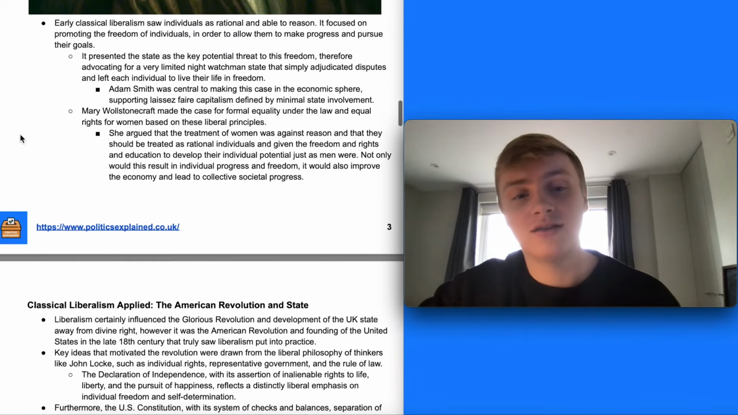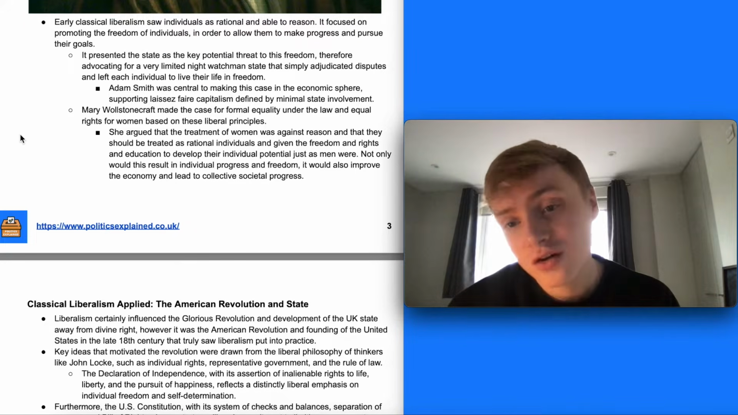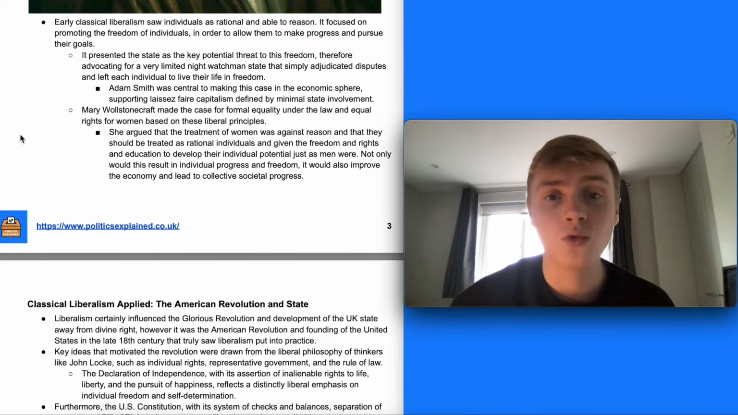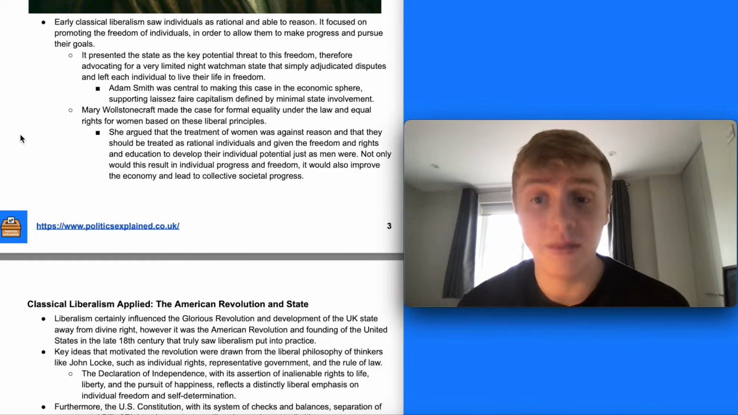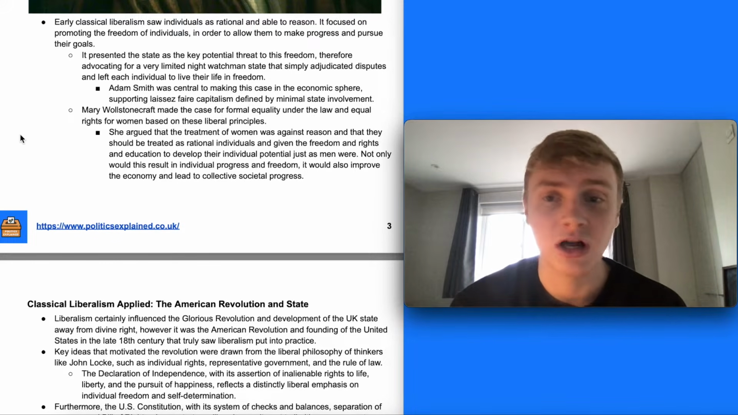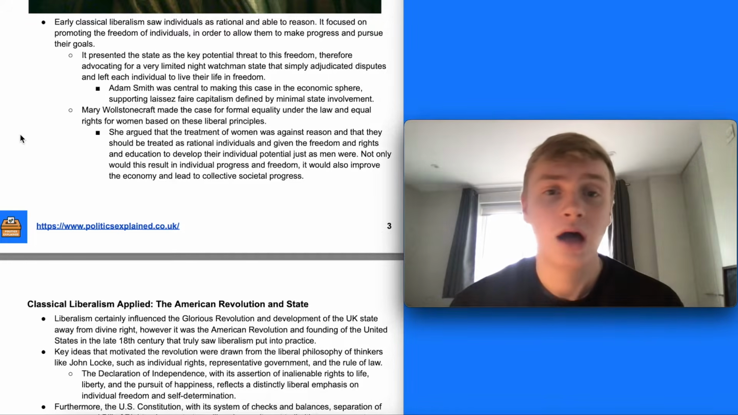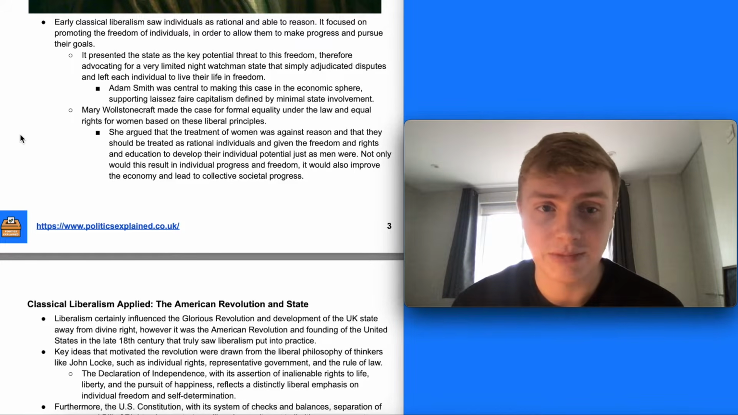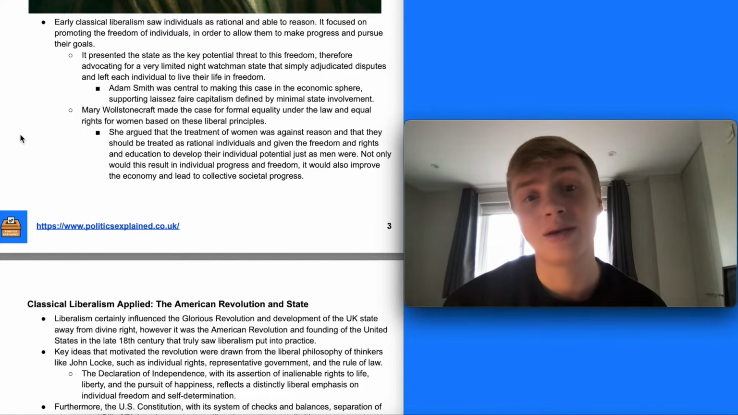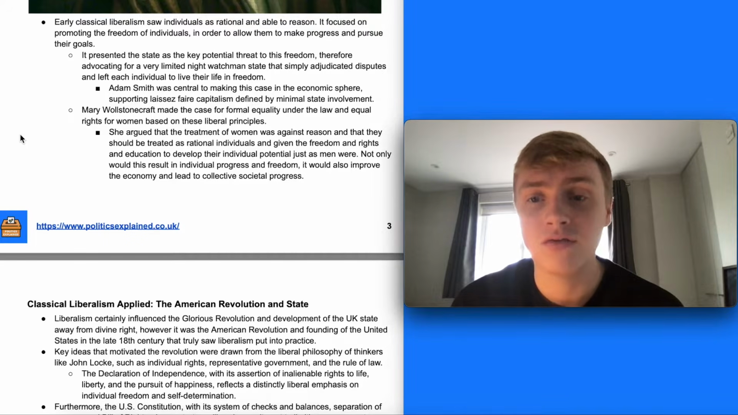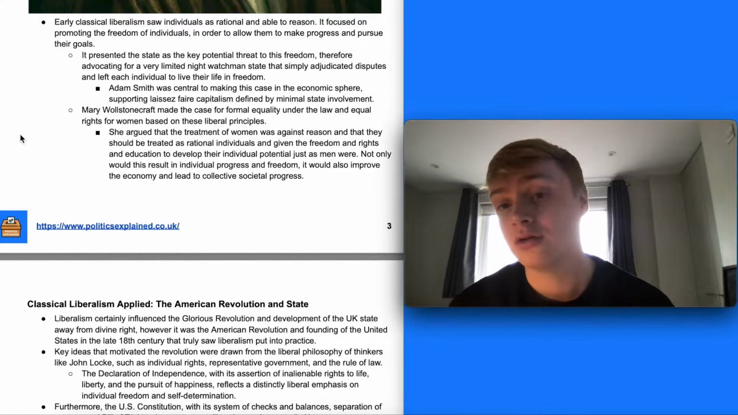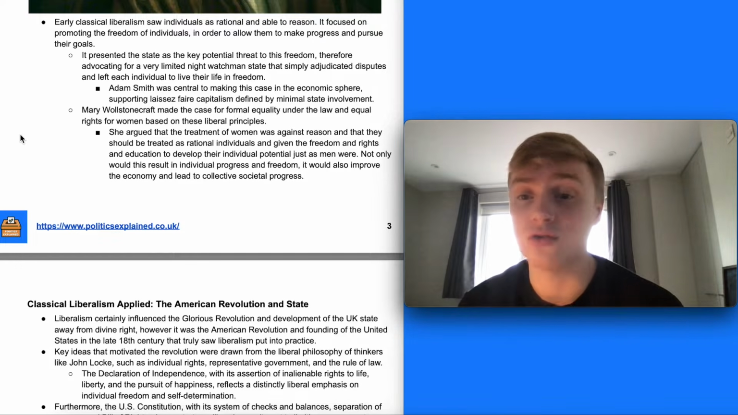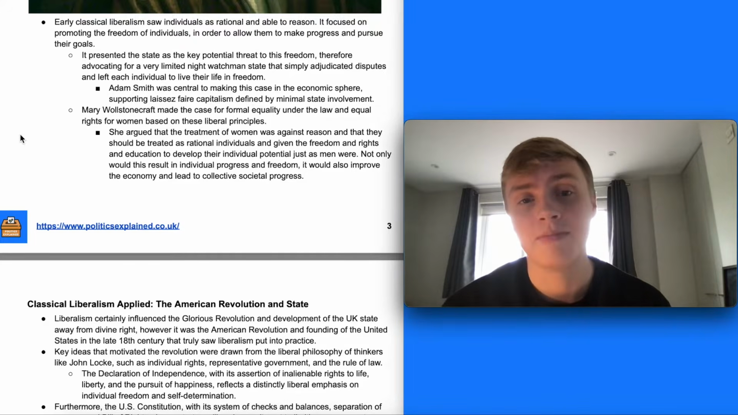And then also in this early classical liberalism, you see Mary Wollstonecraft being a really key figure in effectively applying liberal principles. She's very much a feminist, but argued from a liberal perspective, and argued that women are rational, women have reason, and therefore they should be afforded the same rights and freedoms that men are in society. And crucially she argued that the treatment of women in society was against reason, and therefore argued for formal equality under the law. So women being granted access to the vote, which they weren't at the time, and also the same access to education as men.